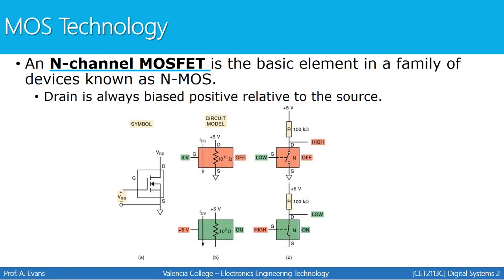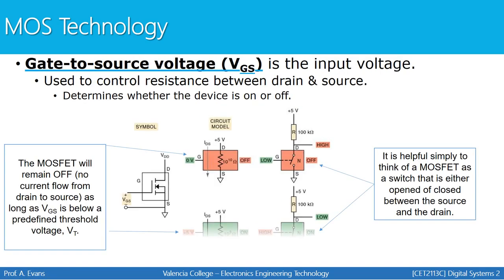So the N-channel MOSFET is a basic element in a family of devices known as NMOS. And if we look at the drain, the gate, and the source, here's the drain, here's the gate, here's the source. The drain is always biased positive relative to the source. So what does that mean? That basically means that the MOSFET will remain off, which means no current will flow from the drain to the source as long as the voltage applied from the gate to the source, we call that VGS, is below a predefined threshold, V sub T, threshold voltage.